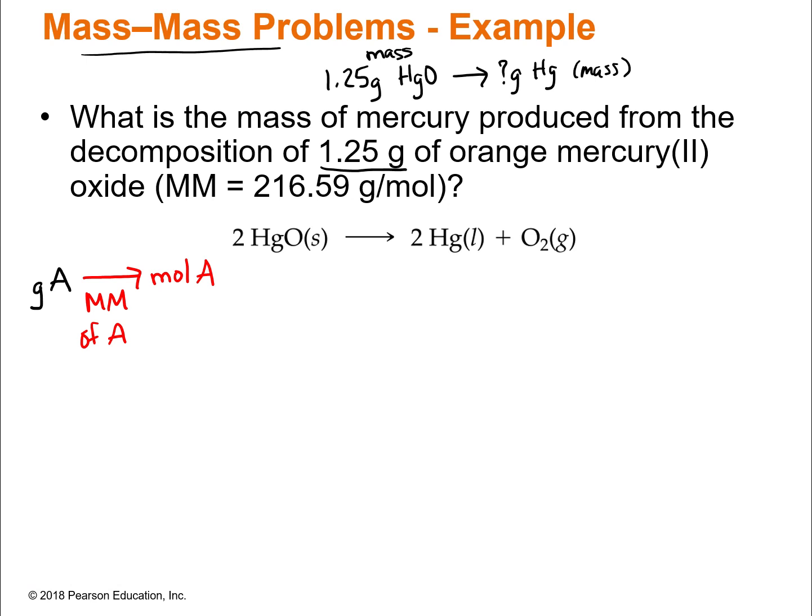Once we've converted to the number of moles of A, we can convert that to moles of B. So whichever substance we're supposed to be figuring something out for, that's what we do. That's going to rely on what we were just doing. And you need a mole ratio of B to A. And again, I'm going to make this a little more clear with our actual example. The final step for mass to mass is to take those moles of B and convert them to grams of B using molar mass. But this time, you're using the molar mass of B.